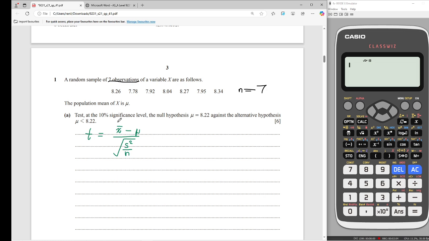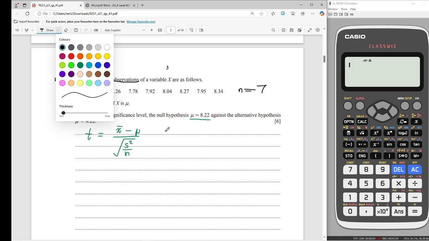So the pieces of data that we do not know yet are the sample mean over here and S2. These are the two pieces of data we don't know. As for mu, we've declared it as 8.22 in the beginning in our null hypothesis, and n is 7. Okay, with that being said, we need to calculate the sample mean and S2. So let's first calculate the sample mean.